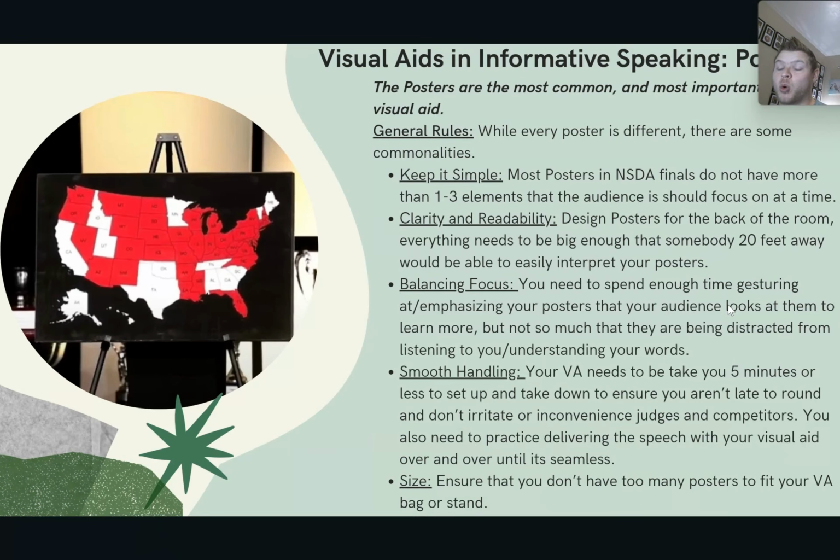When visual aids have more elements, they usually start hidden and are then revealed, or they are attached to the poster board as you are talking. The posters also need to be clear and readable. Design posters for the back of the room. Everything needs to be big enough that somebody 20 feet away would be able to easily interpret your posters. That means the images need to be high resolution, have good print quality, and be easy to make out from a distance. Text should be used sparingly, and the letters need to be big. Your posters should not be less than 20 by 30 almost ever.